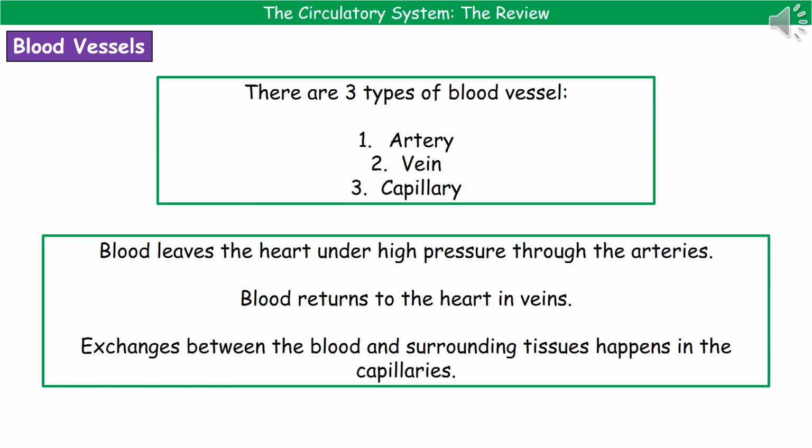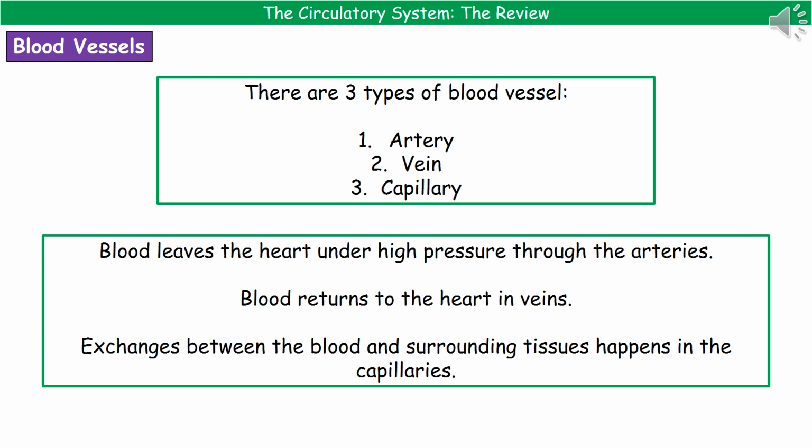So we mentioned that in our circulatory system there are three different types of blood vessel, which are the arteries, the veins and the capillaries. So we need to know a couple of basic facts about them first of all before we look at them in more detail. So if ever they're asking you what vessel takes blood away from the heart, then that would be the arteries, and they leave the heart under high pressure.